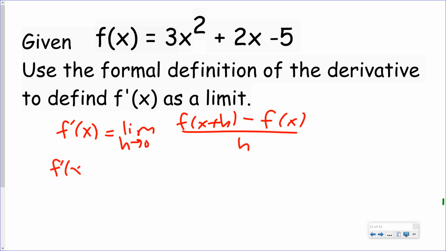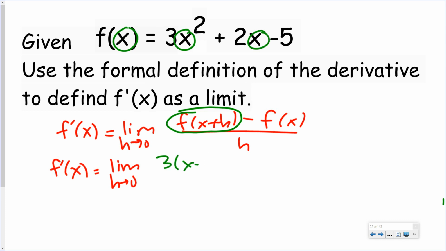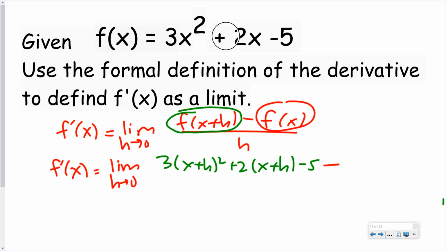That means the derivative is equal to the limit as h goes to 0. And it says that everywhere there's an x, I put in what? x plus h. So here's my x right here. I have an x here and an x here. So this is equal to 3 times (x plus h) squared plus 2 times (x plus h) minus 5. Do you agree? Then I subtract something. What do I subtract? f of x.